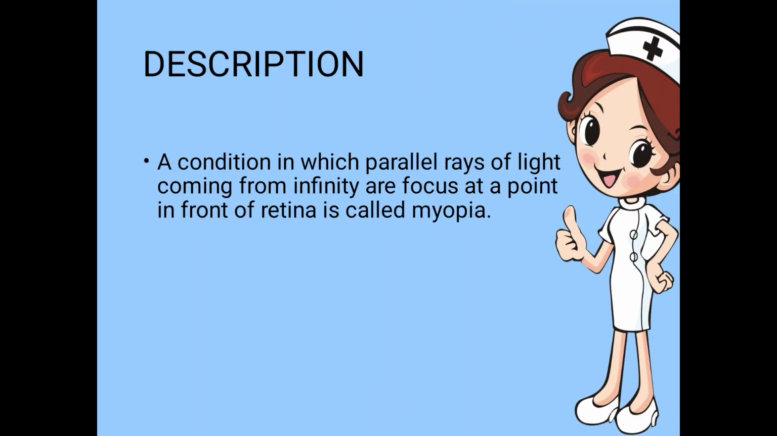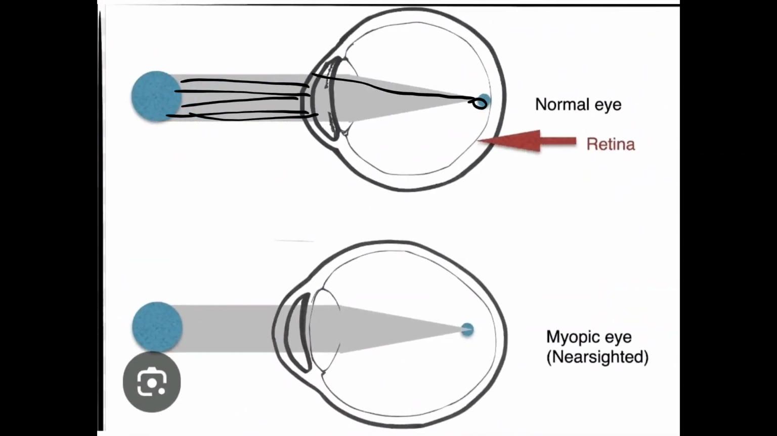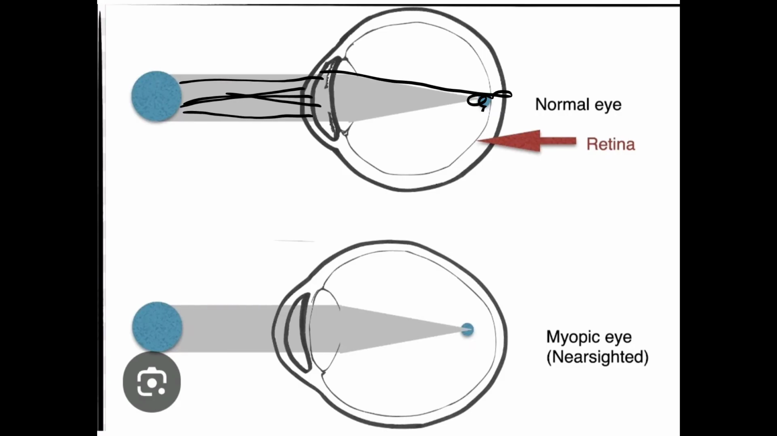A condition in which the parallel rays of light coming from infinity are focused at a point in front of the retina is known as myopia. So let's see here. This one is the normal eye. In case of a normal eye, the parallel rays of light coming from infinity are focused at a point which is on the retina. This one is the retina, and the light rays get focused on the retina, that is why the image is formed on the retina.